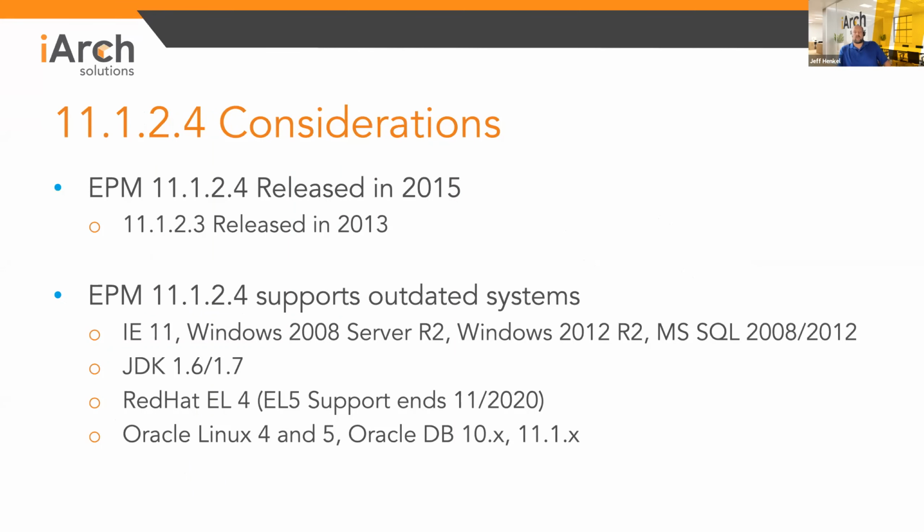So let's talk a little bit about 11.1.2.4, which was the last on-premise release prior to 11.2. Most folks out there in the EPM world, or I'll say a lot of folks, are still running on it. Some considerations with 11.1.2.4: this software released back in 2015, so it is getting a little bit what I will call long in the tooth. We're on 5 years, just about to hit 6 years old code. And as anybody knows in the software world, 6 years is pretty old. And if you're sitting on 11.1.2.3, you can add another 2 years onto that because that version released in 2013.